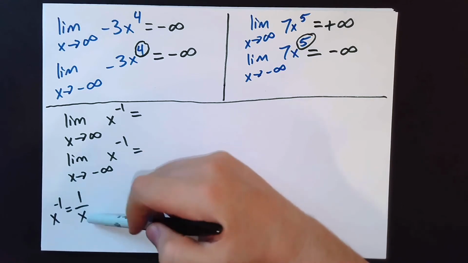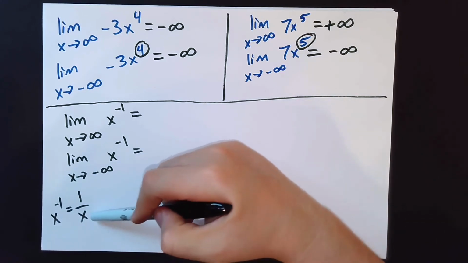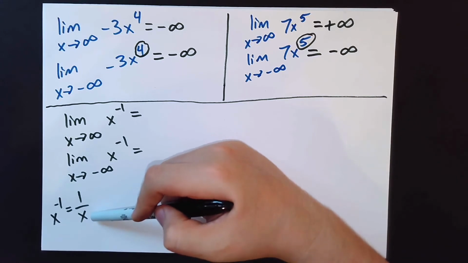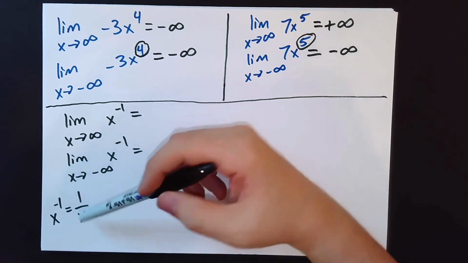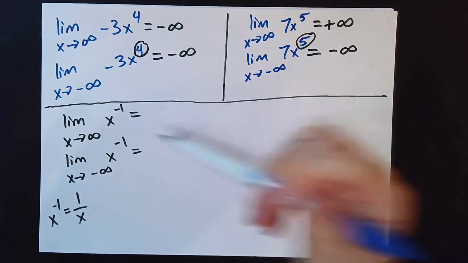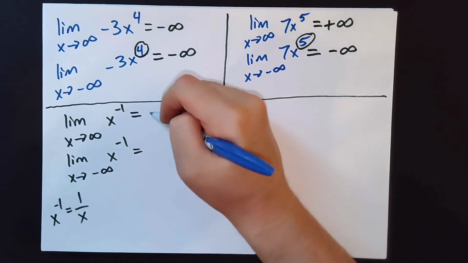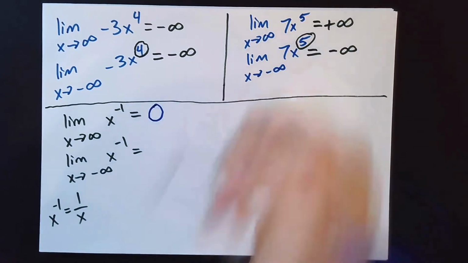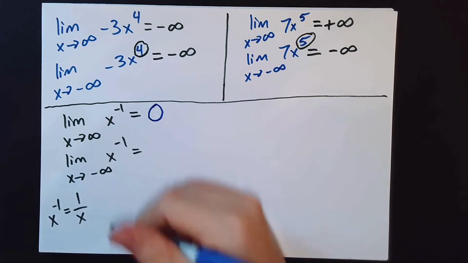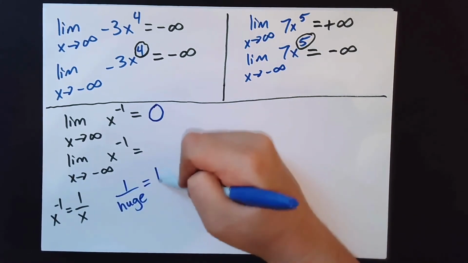So like 1 over 1,000,000, for example. What kind of number is that? Well, 1 over 1,000,000 is a ridiculously tiny number. 1 over 1,000,000,000 is an even tinier number. And so what is this limit actually? This limit is actually 0. Because 1 over huge is tiny.